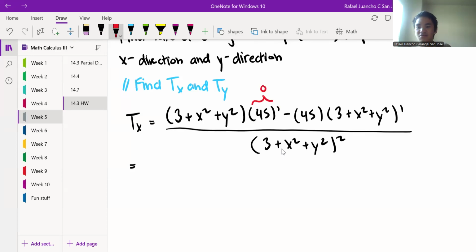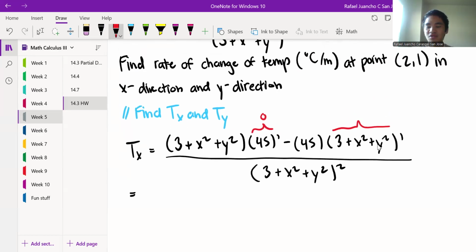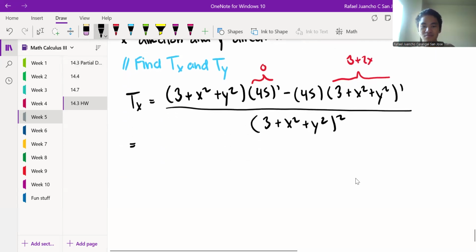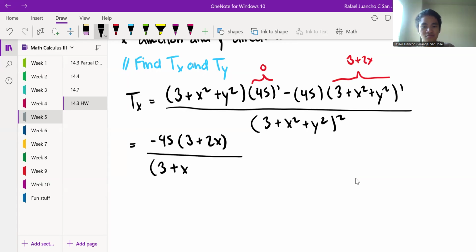Negative 45 times, what is this? We're doing it with respect to x, so this is the x direction. Y is a number, so y is 0, and this is 2x. So I have 3 plus 2x. And so that's my answer. Negative 45, 3 plus 2x, all over my denominator, right?